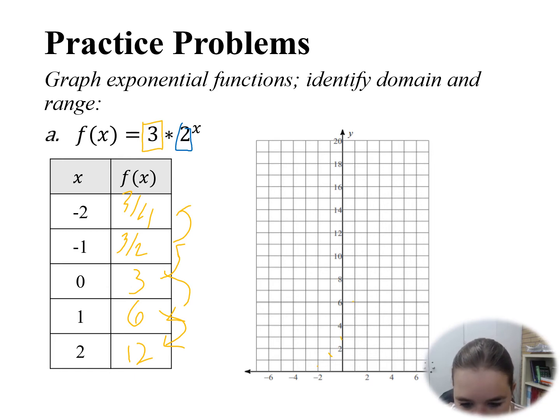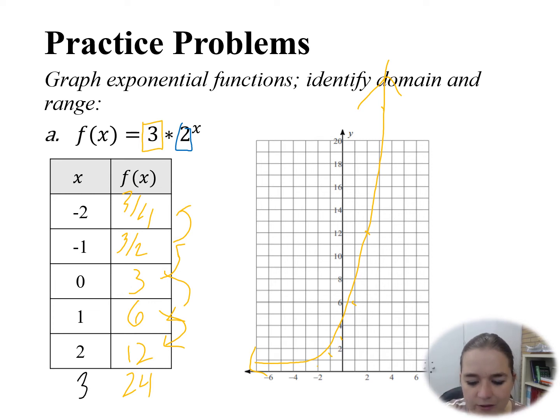1, 6, and 2, 12. Let's do one more just because we've got some space here. If I double again, I get 24. Well, on this graph, 3, 24, that's going to be off my table already. I can see that my growth is rapid. When I connect the dots here, I see my curve, my exponential curve for growth.